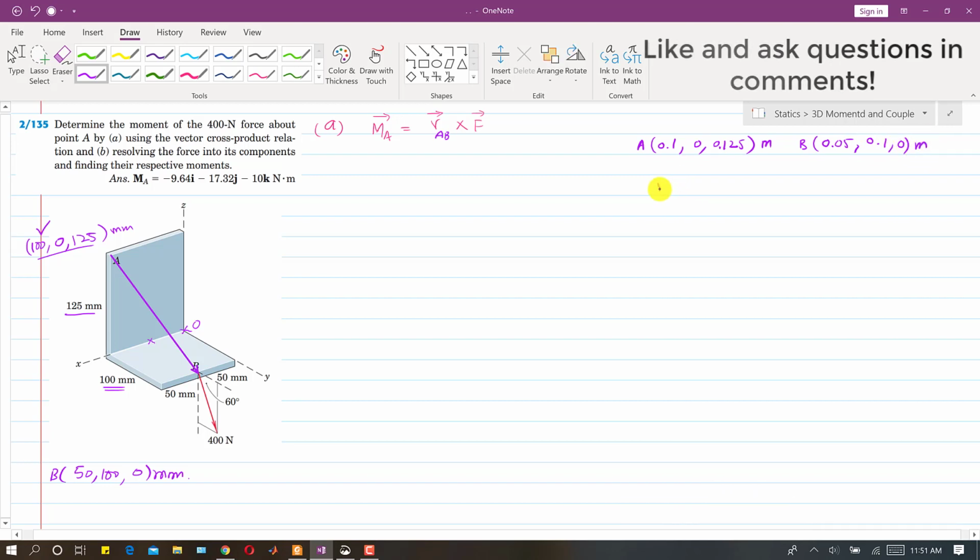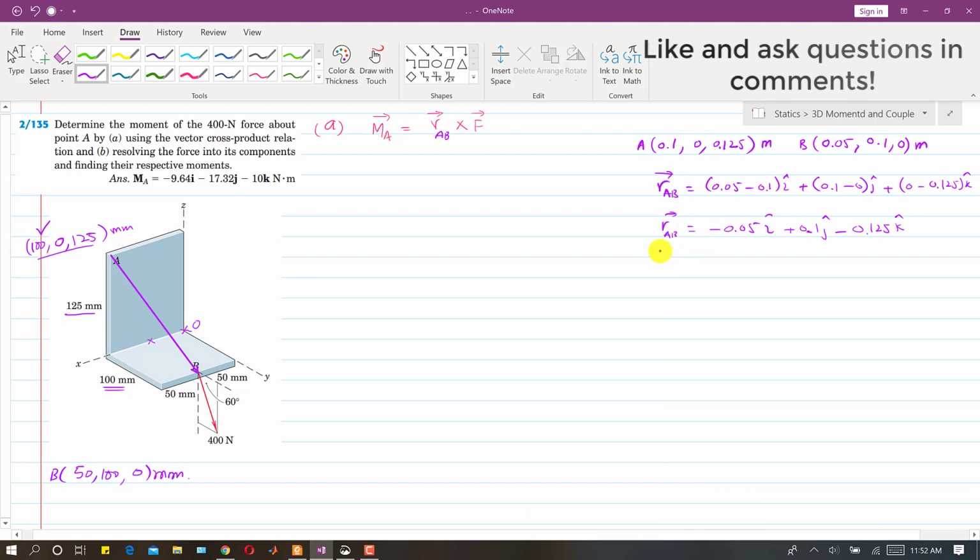We will write our AB vector. The AB vector will be equal to the coordinates of B minus the coordinates of A. So this will be (0.05 minus 0.1) I plus (0.1 minus 0) J plus (0 minus 0.125) K. This will be equal to minus 0.05 I plus 0.1 J minus 0.125 K. So this is the moment arm vector from A to B.